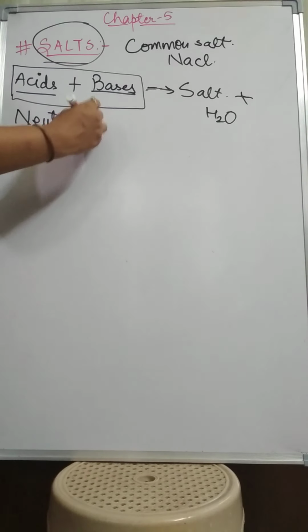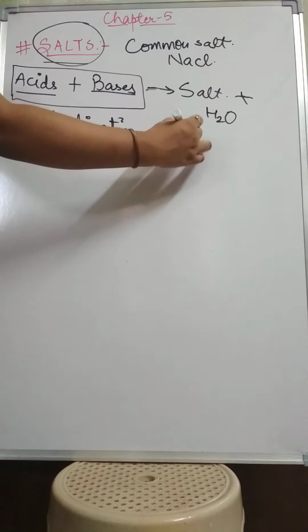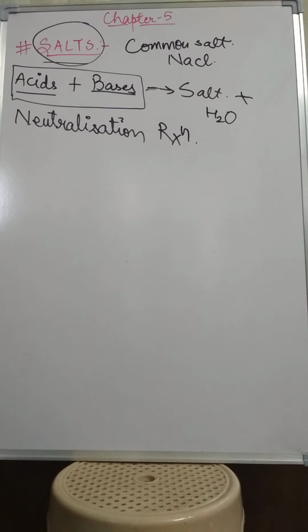The process in which acids react with bases to give rise to salt is known as a neutralization reaction. This reaction is very important because it shows how salts are formed. What happens in the neutralization reaction? Acids react with bases, and a compound is formed in this reaction that is known as salt.